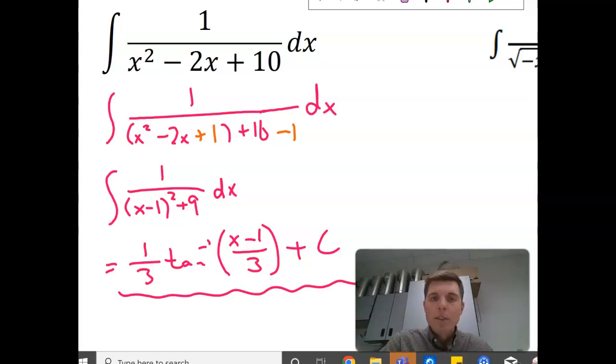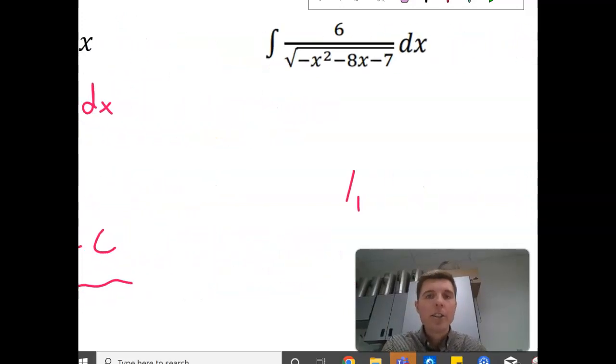These problems usually aren't too tricky on the AP test, but there's a chance that one could come up, so we just want to be prepped. Let's do another one that is not inverse tangent. This one's going to be inverse sine. So here's a new example.